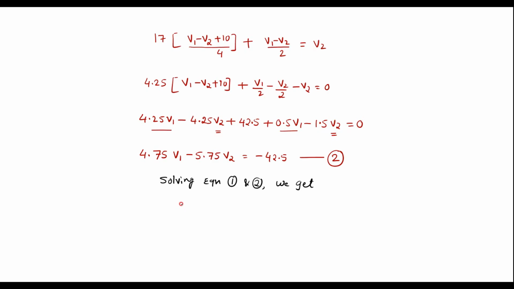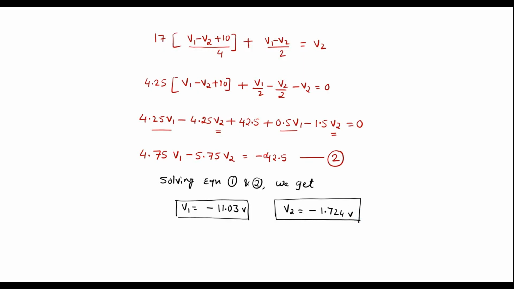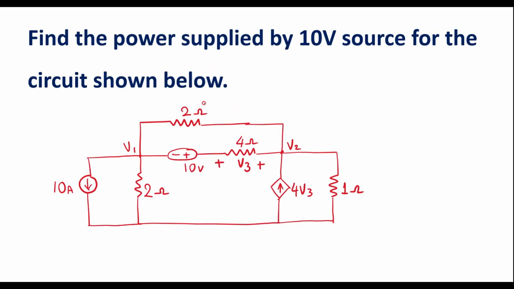So therefore I can write V1 is equal to minus 11.03 volts and V2 is equal to minus 1.724 volts. So these are the values of V1 and V2 which are calculated using node analysis. Now it is asked to calculate the power supplied by the 10 volt source.